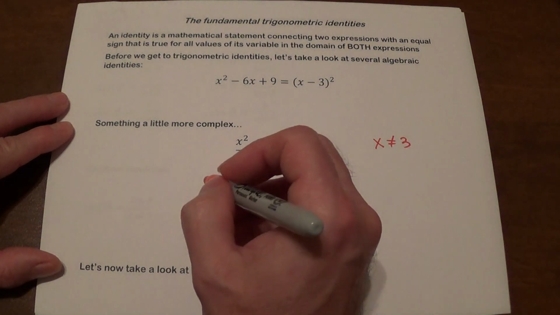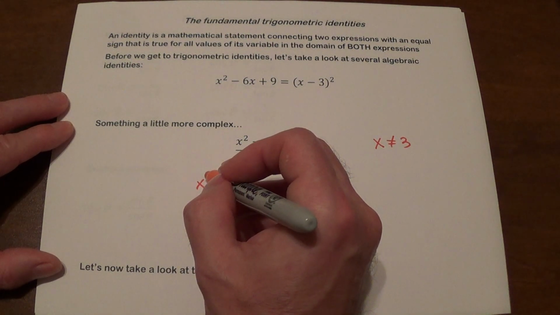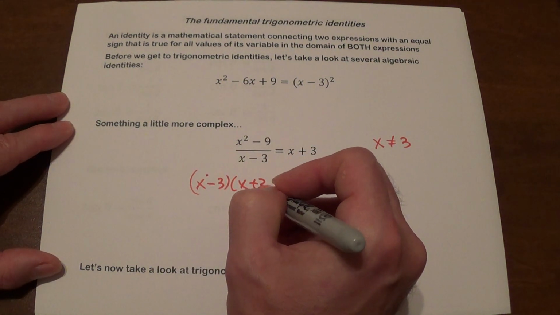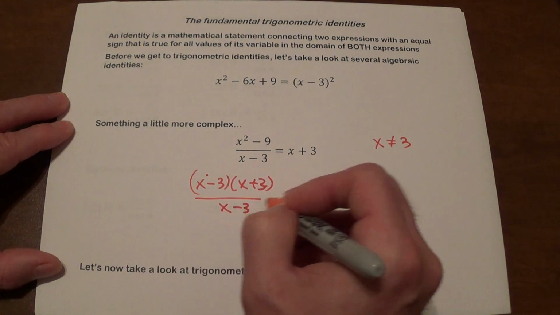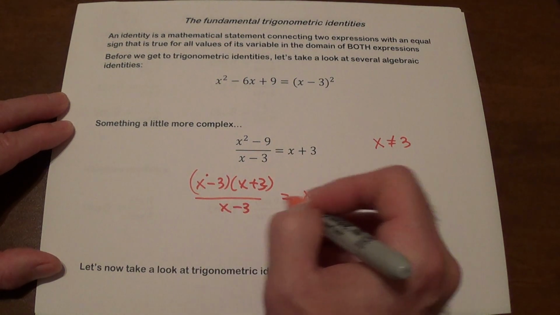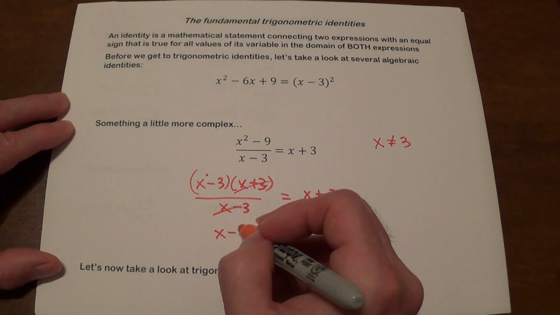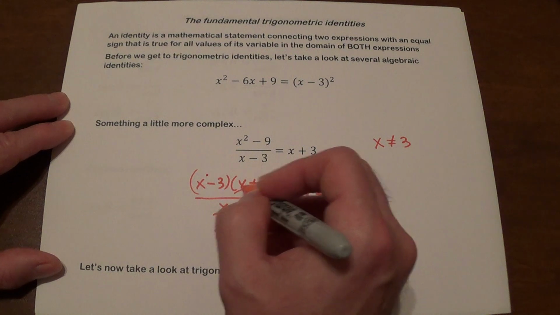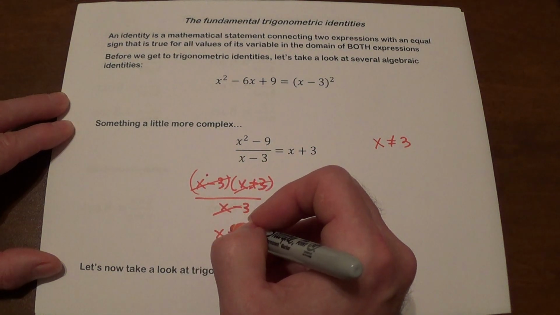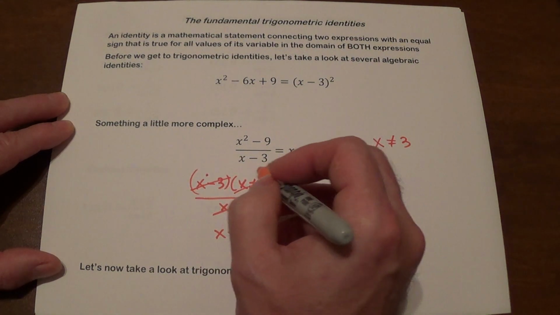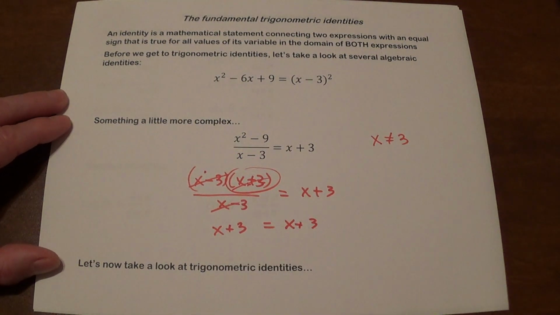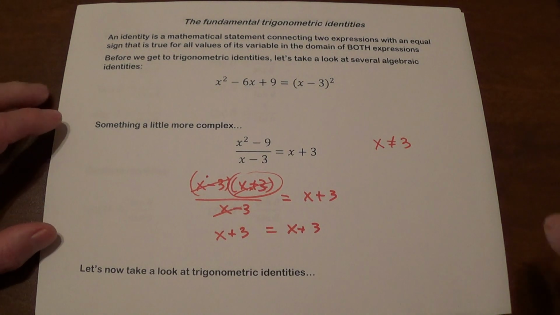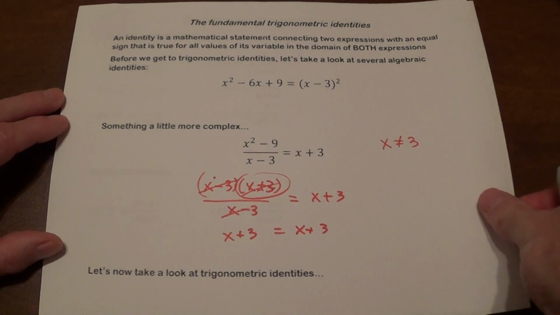So if x cannot equal 3, what we can do next is say that I know this can be factored as x minus 3 times x plus 3, divided by x minus 3, and when you divide those out, you're going to get x plus 3 equals x plus 3, right? I didn't cancel the right thing at first. And that's a true statement, but that's not the focus here. We're going to talk about trigonometric identities.